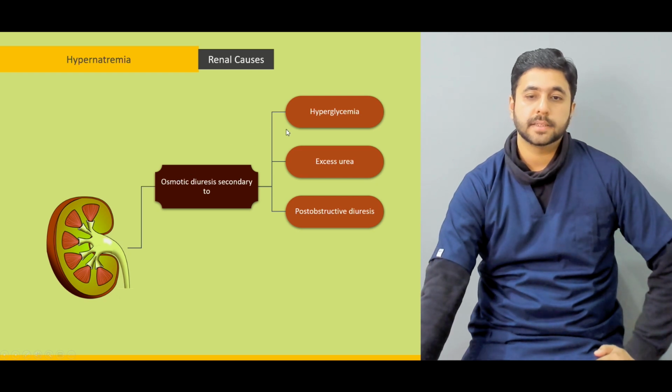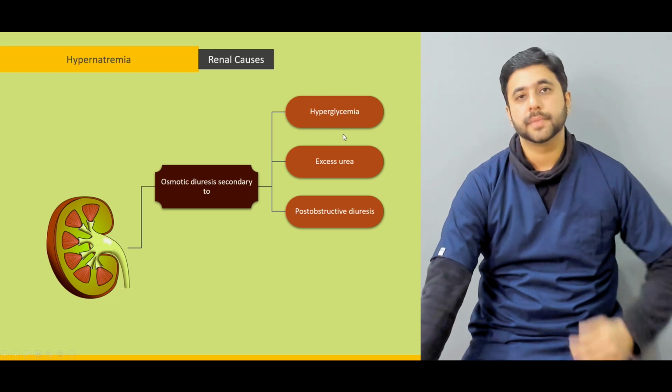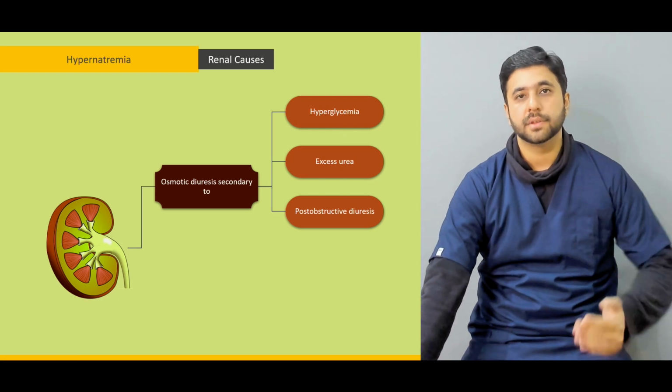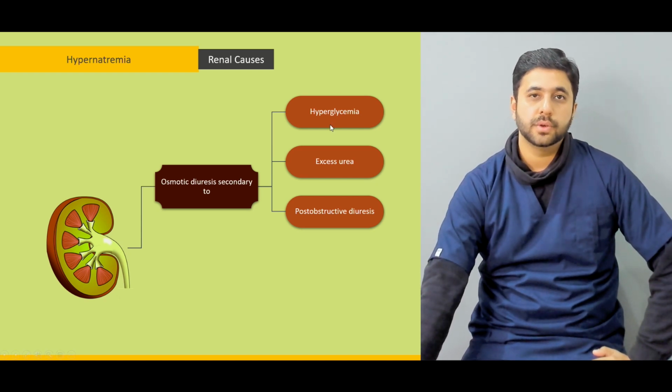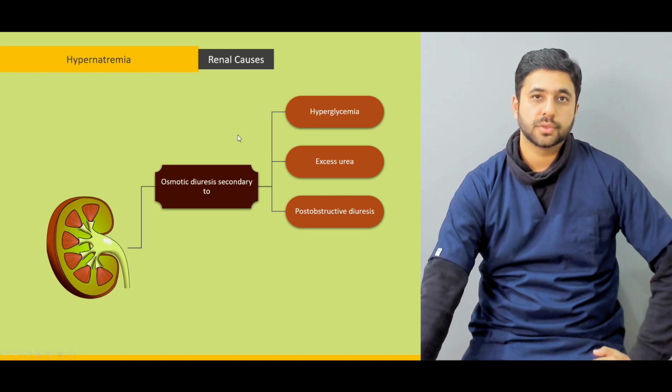For example, in hyperglycemia, there is an excess loss of sugar. In excess urea, there is an increased loss of urea. Sodium concentration relatively remains the same if we talk about the relative concentration, but because of the loss of water along with these solutes, the plasma becomes concentrated and sodium concentration is the one which is going to increase.